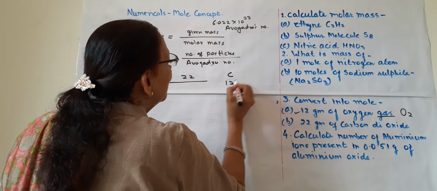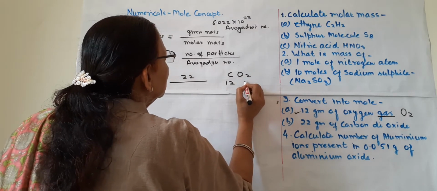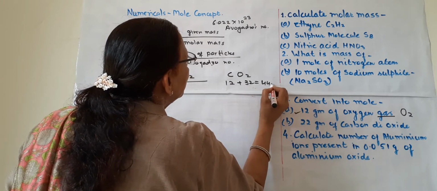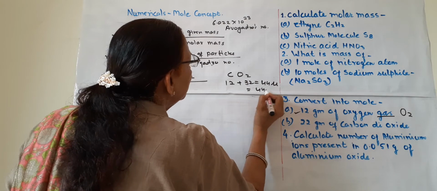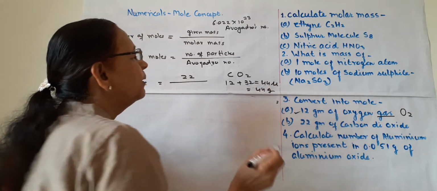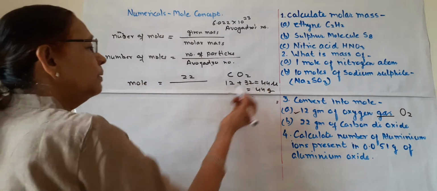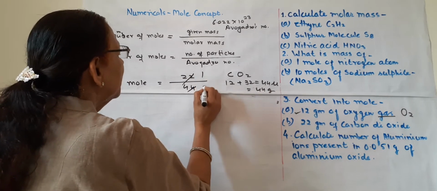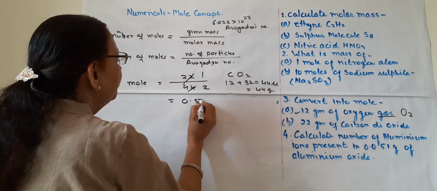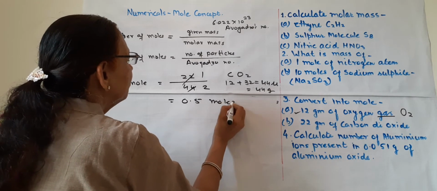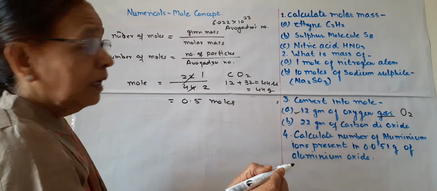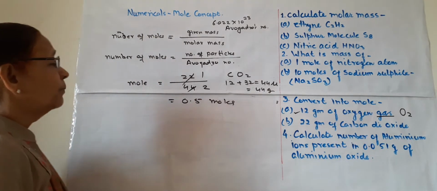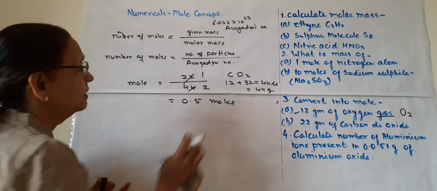So CO2: C is 12, O2 is 16 times 2, which is 32. So it is 44 u or 44 grams. First you have to write u and then grams. So the molar mass of carbon dioxide is 44, and dividing gives 0.5 moles. No unit, it is a number. Half mole will be present in 22 grams of carbon dioxide. So this is the answer.